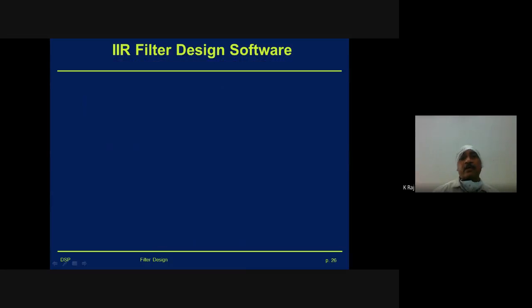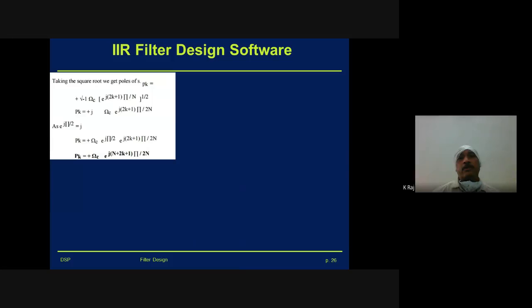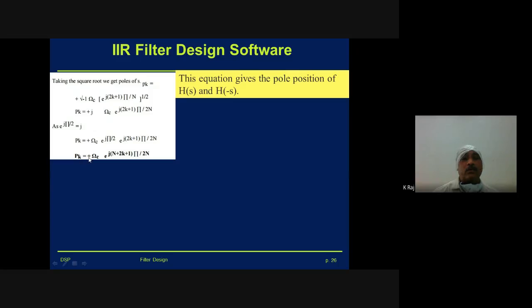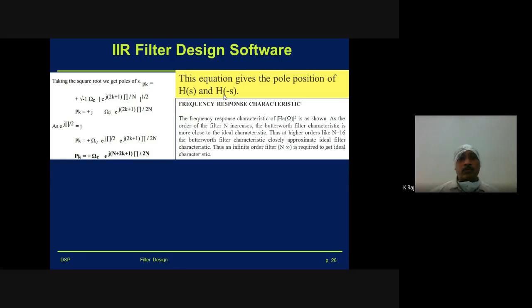And when we take the square root of this s square, we will get the poles pk, that is the poles associated with the transfer function, and that will be defined as omega c e to the power j(n+2k+1)pi divided by 2n. Remember this one, this is the formula in order to get the poles of the Butterworth function. This equation gives the pole positions of H(s) and H(-s) both, that is, there will be double poles here.